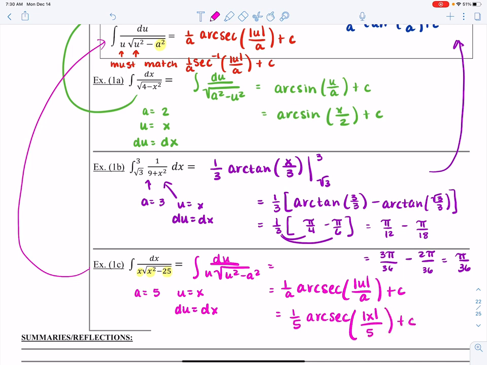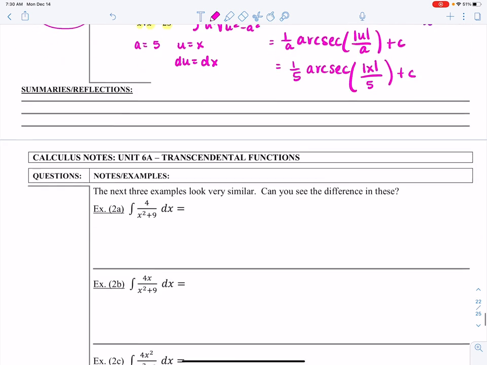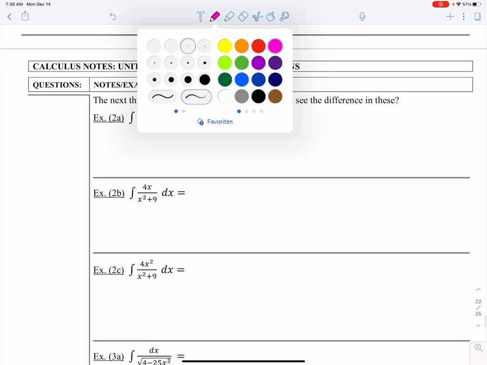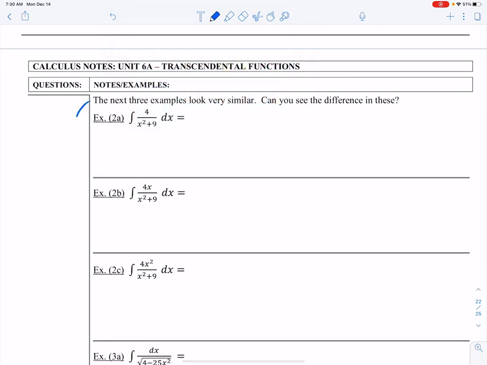Okay, so let's get to some zestier examples. And we get to some things like these. Now, the juxtaposition of these 3 examples is actually important. Notice that these 3 examples look very, very similar. And immediately, I want you to be able to see the difference in these 3 examples. It has to do with the numerator. This one has a numerator of 4. This one has a numerator of 4x, and this one has a numerator of 4x squared.